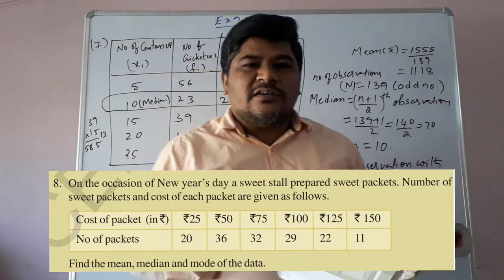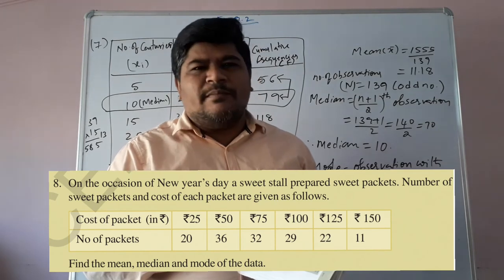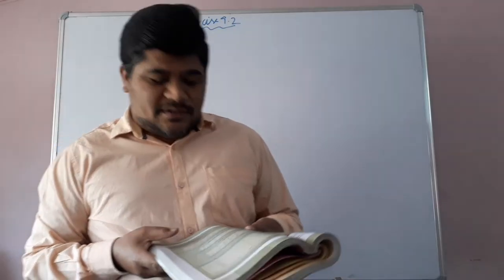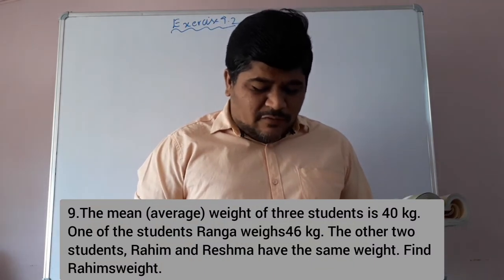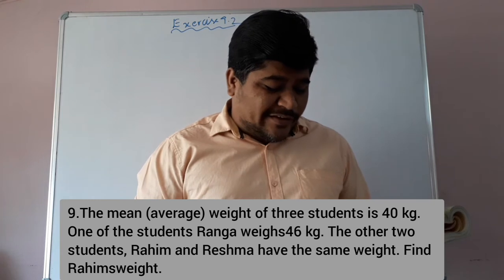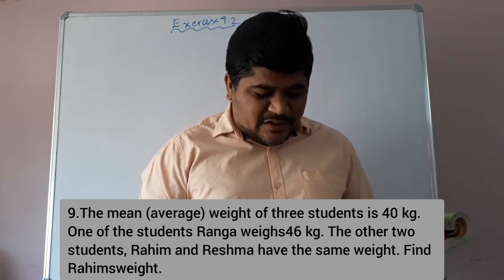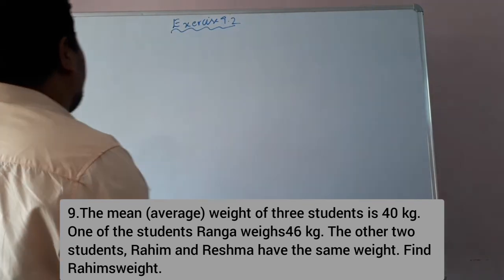Now children, please do this problem similar to the 7th problem. Now let's see the next problem, problem number 9. The mean weight of 3 students is 40 kg. One of the students, Ranga, weighs 46 kg. The other 2 students, Rahim and Reshma, have the same weight. Find Rahim's weight. So children, what is given here in the question?